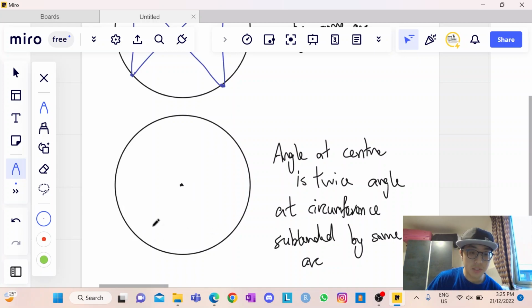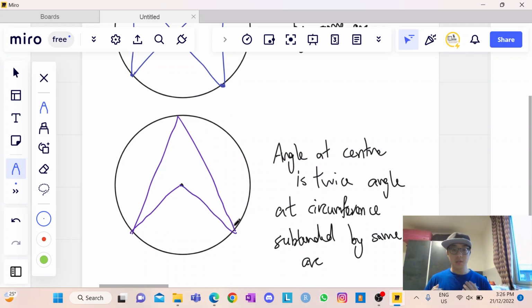So if you have, from the same two points here, you go to the circumference, all right? And from the same two points, you move to the midpoint. Okay, so if you have a shape like this, or any similar shape like this, then let's say this is theta, then this will be 2 theta. All right, so the angle at the center of the circle will be twice the angle at the circumference.